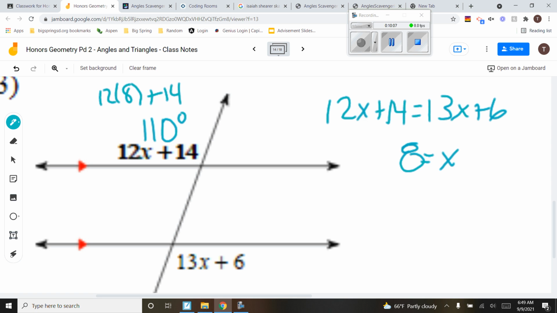So that is the basic rundown of parallel lines and transversals. Obviously, we're going to do more with this. Obviously, you can always ask questions through email or wait for me to get back in class.